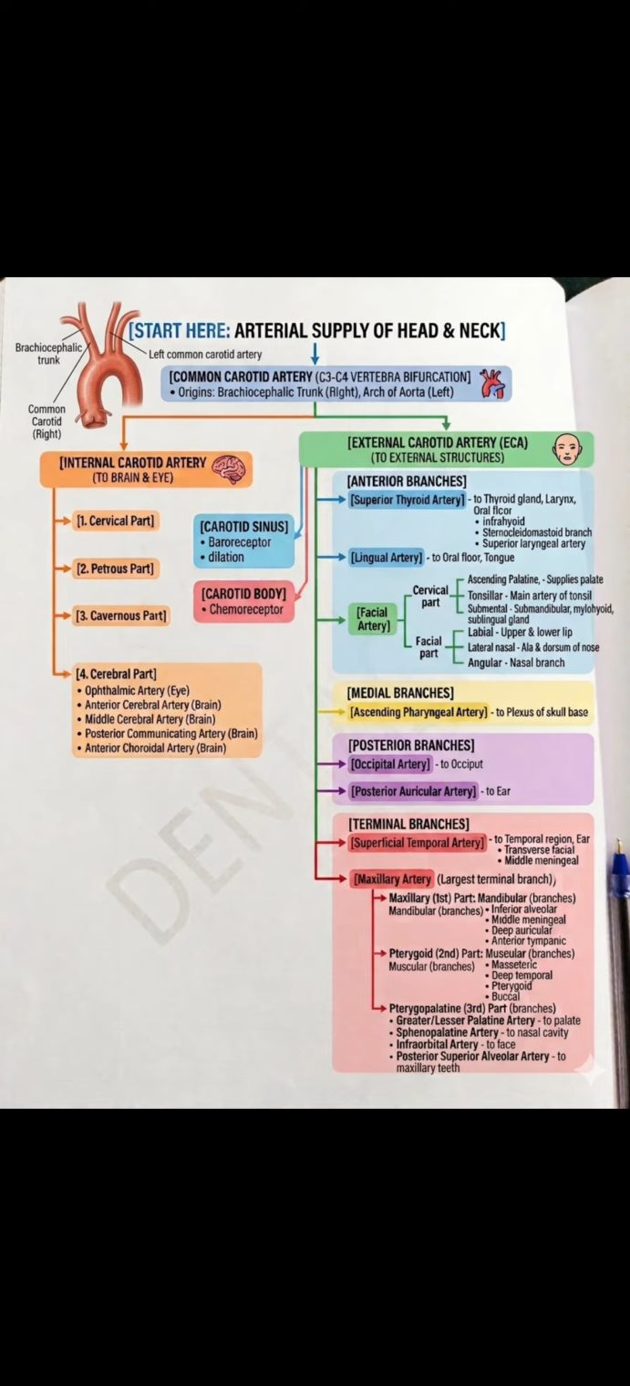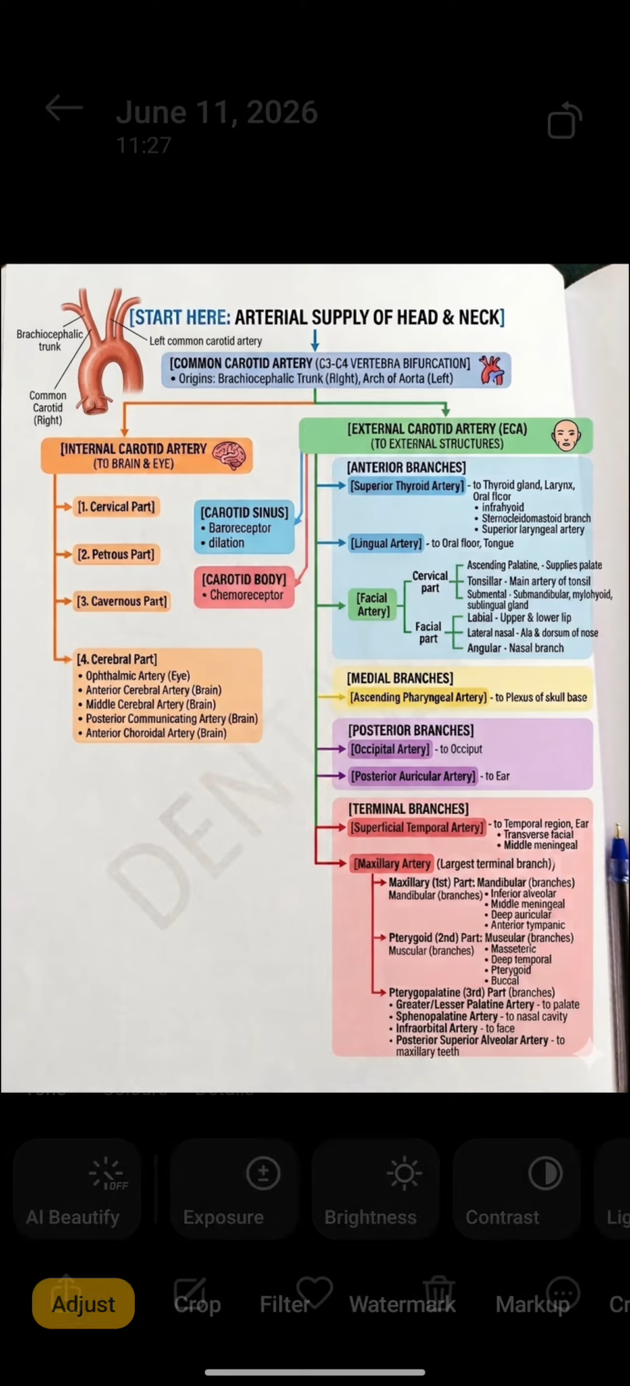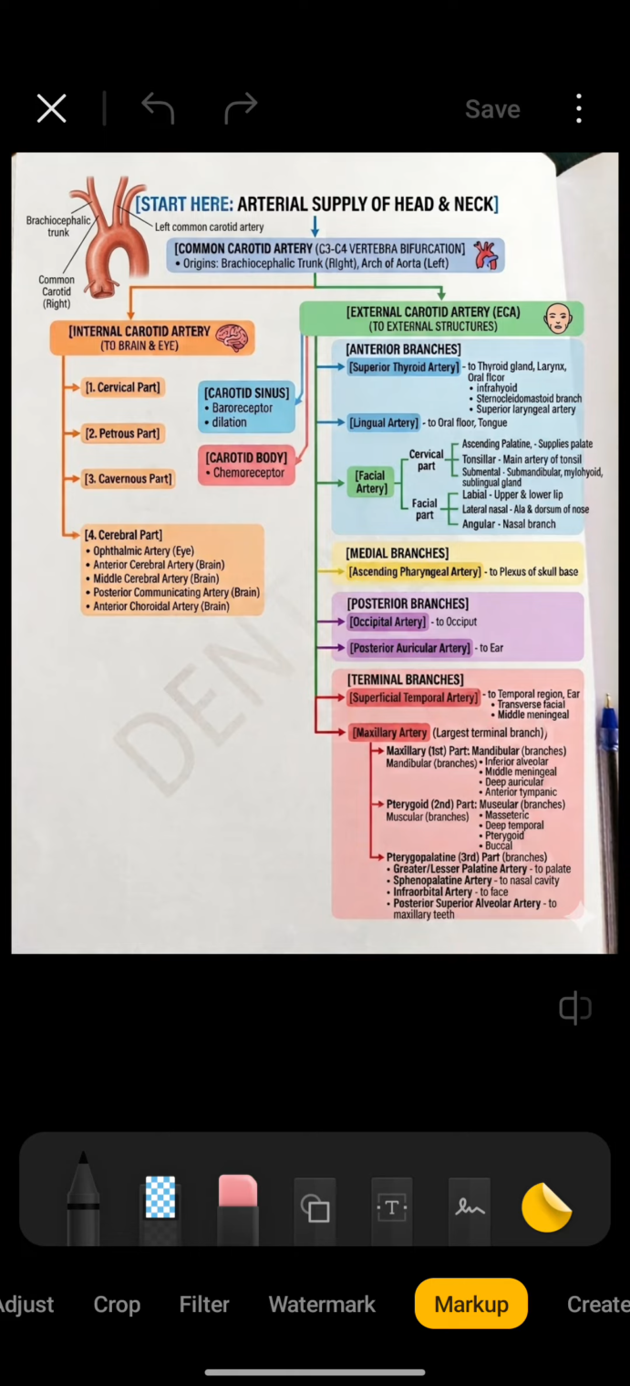Okay, let's begin with this. Firstly, we'll learn about some basic concepts. Firstly, the arch of aorta. The arch of aorta is present at the T3 and T4 vertebral level.